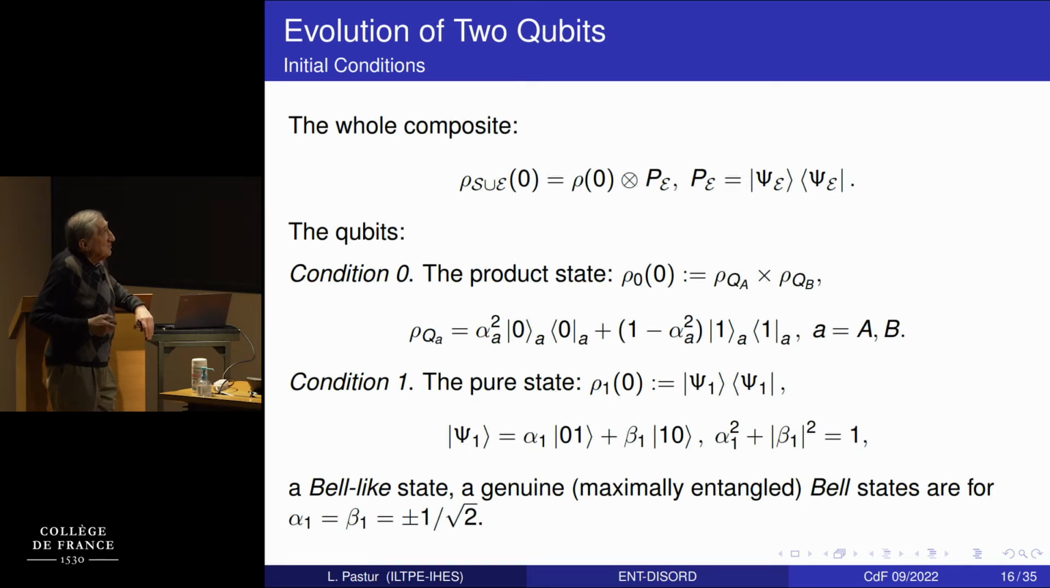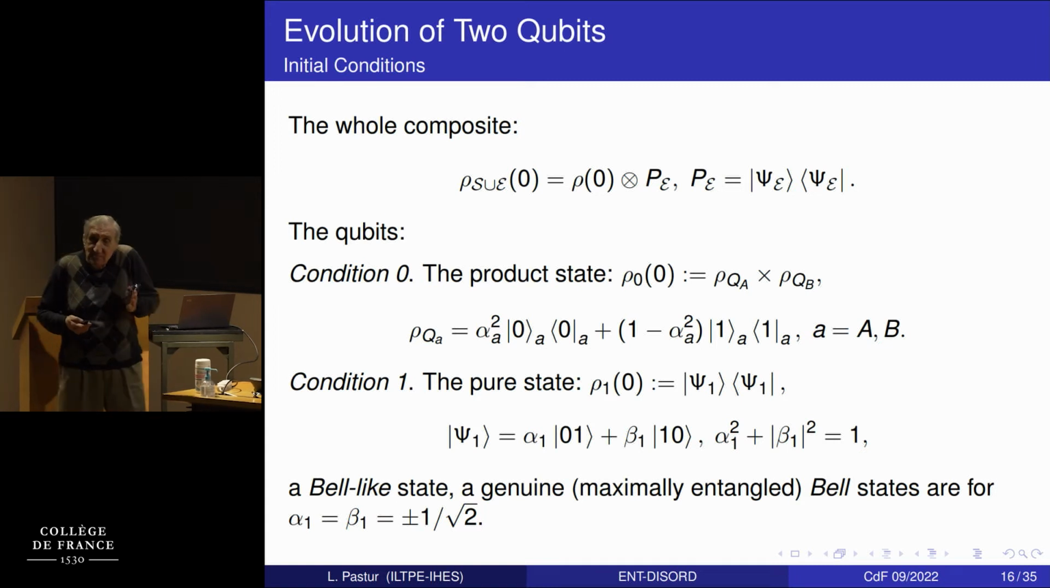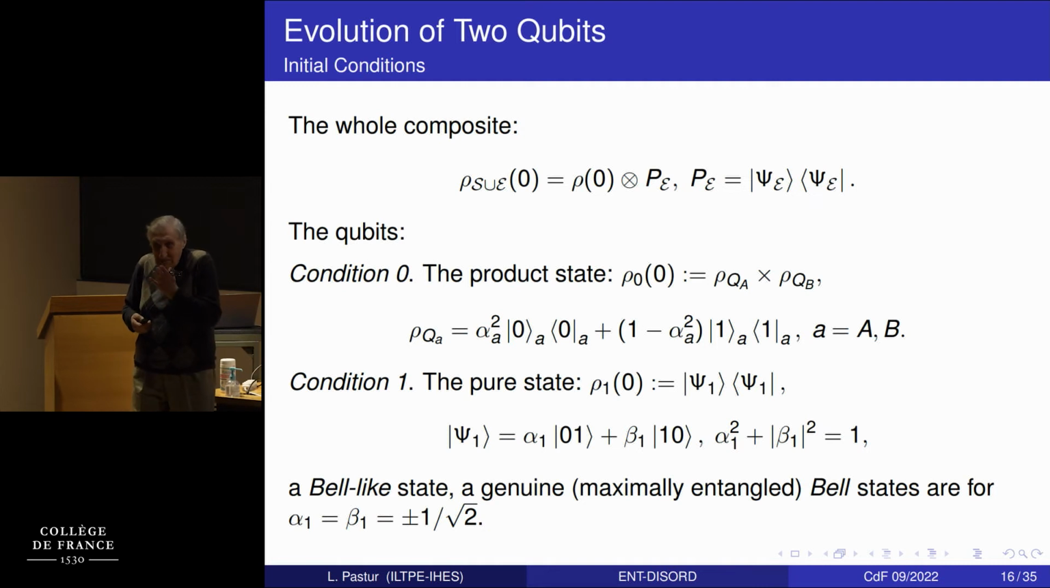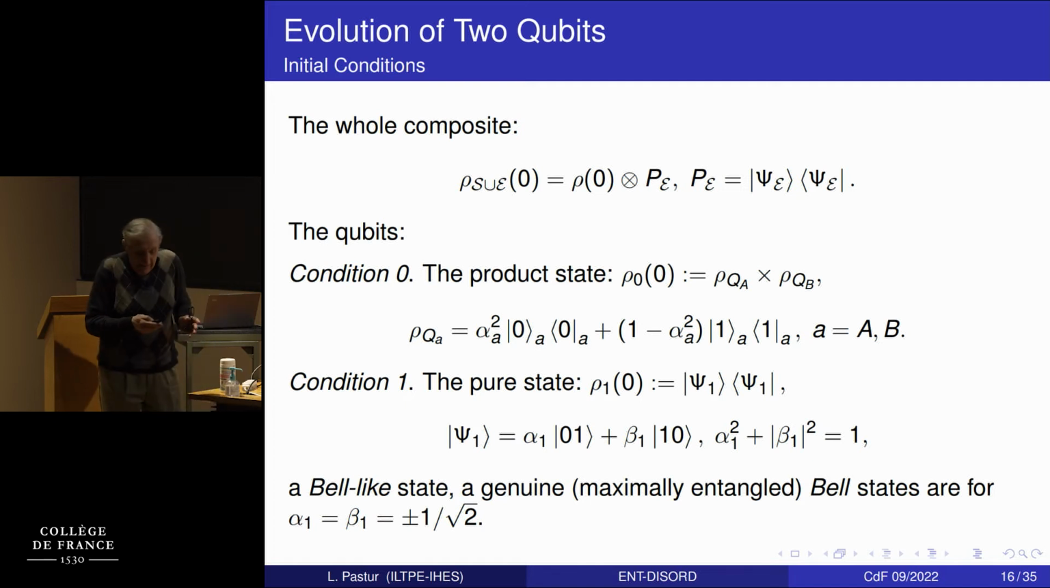So our condition number 1 is already entanglement, strongly entanglement, because the Bell states, Bell proposed its own states to show that you can find entanglement in a very, very simple situation. So it is elementary entanglement, I would say.